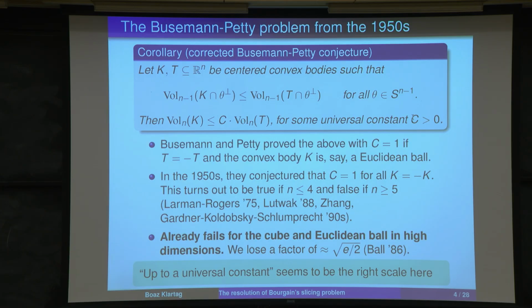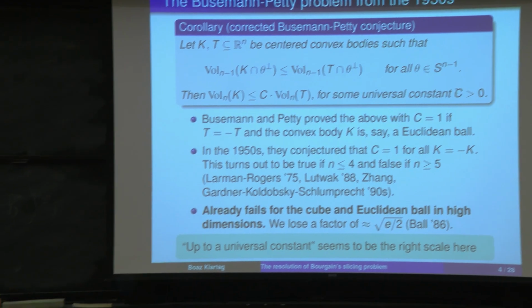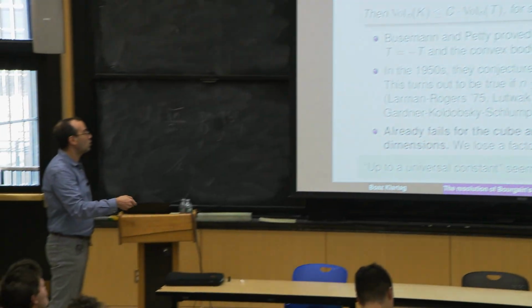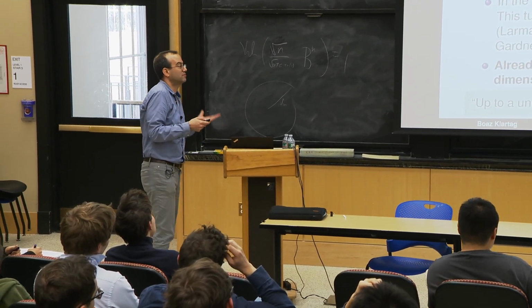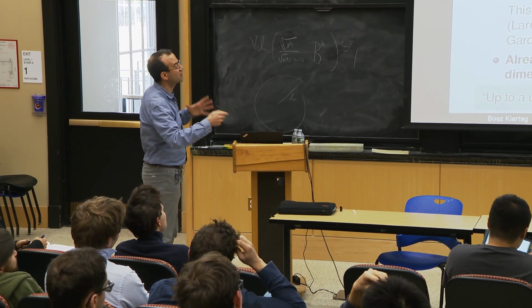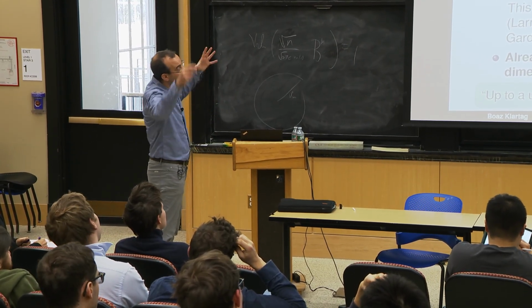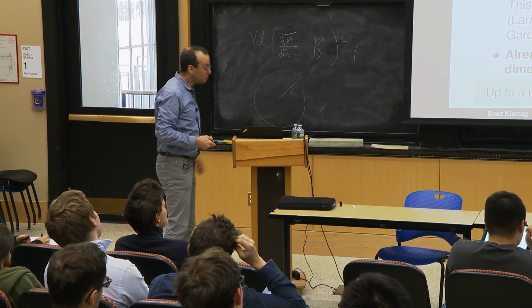If you let K and T, so I told you that if K is a ball, it's always correct. So if T is a ball and K is a cube, you lose the constant factor. Okay, so this also shows that indeed, up to a universal constant is the right scale in this business, so it seems that the volume of sections is kind of determined up to a universal constant by some global information.